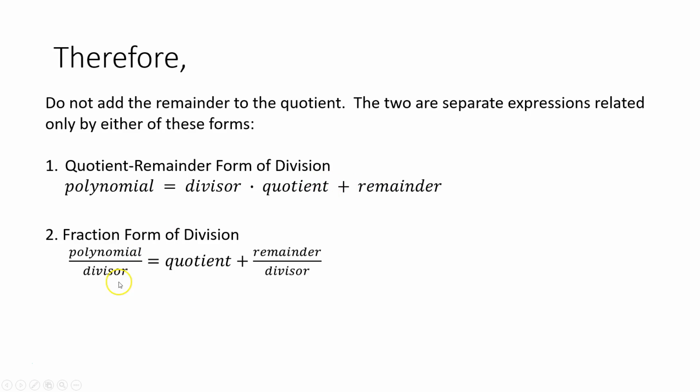Fraction form of the division: polynomial over divisor equals the quotient plus remainder over the divisor. So in either form, we do not add the remainder to the quotient, not at all. Now in the test, we will just use whatever format that Alex asked from you, which is to write them separately. You write the quotient and you write the remainder as separate expressions.